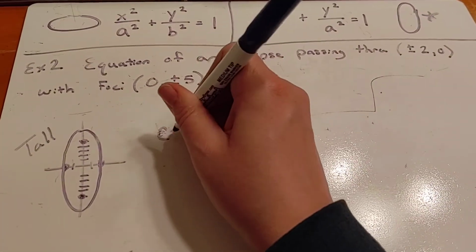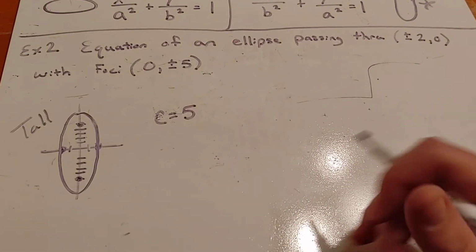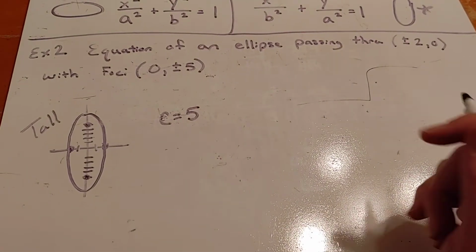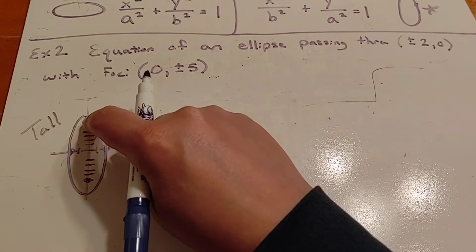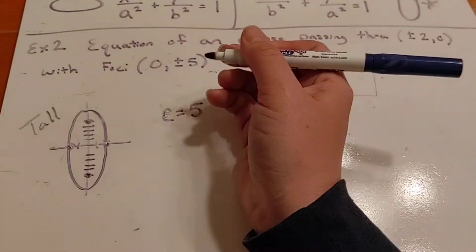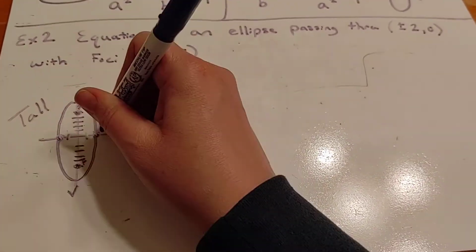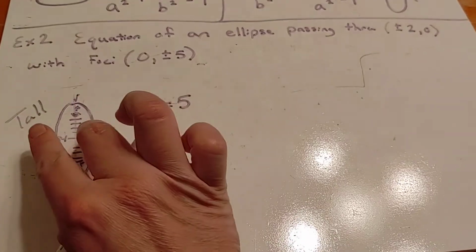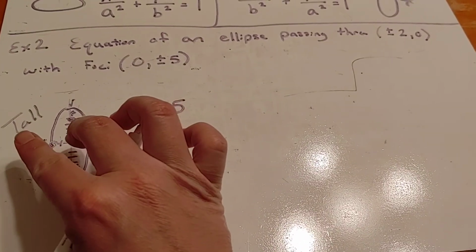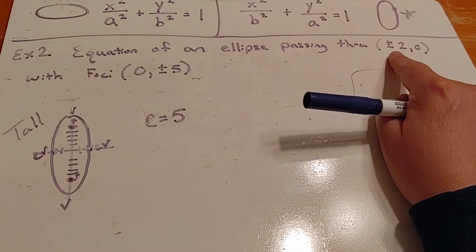So that means that C is 5 here, the distance from 0 to 5 or 0 to -5. Now let's see. If this is the foci, what are these points over here? Are these vertices or co-vertices? Well, the foci always go with the vertices, which means these are my co-vertices. So my co-vertices must be out here at positive or -2, 0.